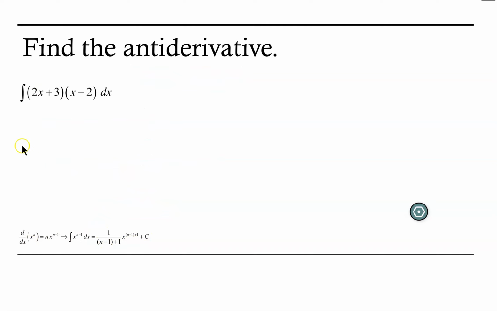Let's look at another example. In this case, we've got a product of 2x plus 3 and x minus 2, and we want to find the antiderivative. Now, I do want to caution you that while the integral is linear, and we can separate addition and subtraction, we cannot separate multiplication. In other words, this antiderivative is not equal to the product of the antiderivatives.